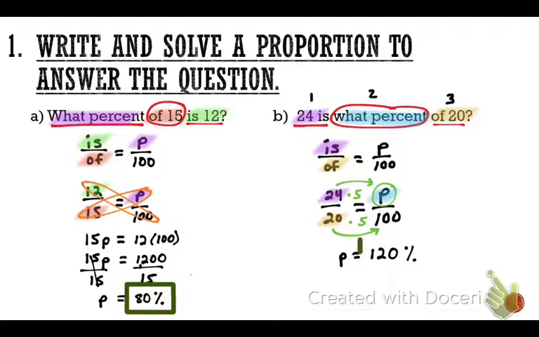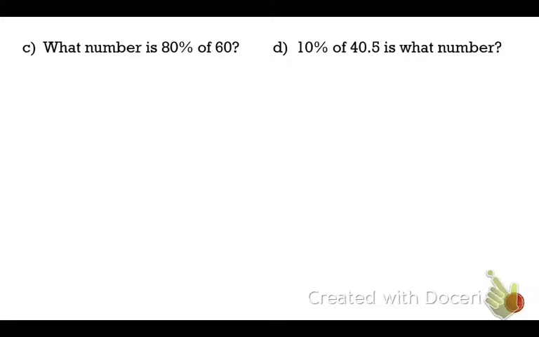Box that in. Okay, let's go to the next one. It says, what number is 80% of 60? We're going to underline and circle the 3 separate parts. Remember, I'm looking for an is, an of, and a P. Haylin, what should I underline first? What number is. Is that going to be my is, my of, or my P?